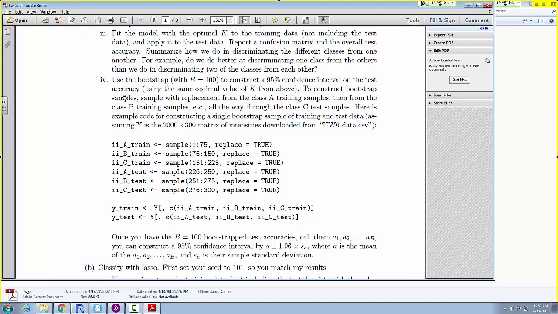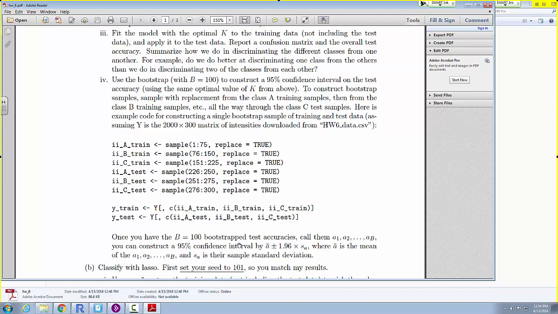Tell me the test accuracy, your best estimate of your test accuracy, and give me a 95% confidence interval for it. Bootstrap is handy here because we don't know what the standard deviation is of that thing. My estimated test accuracy is just the 92%. That's what I got when I applied the method to the test data. But this standard error, I don't have an estimate for it.